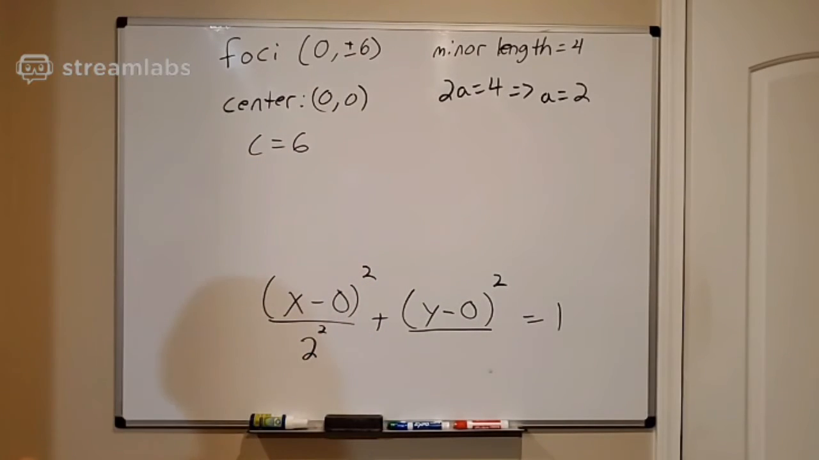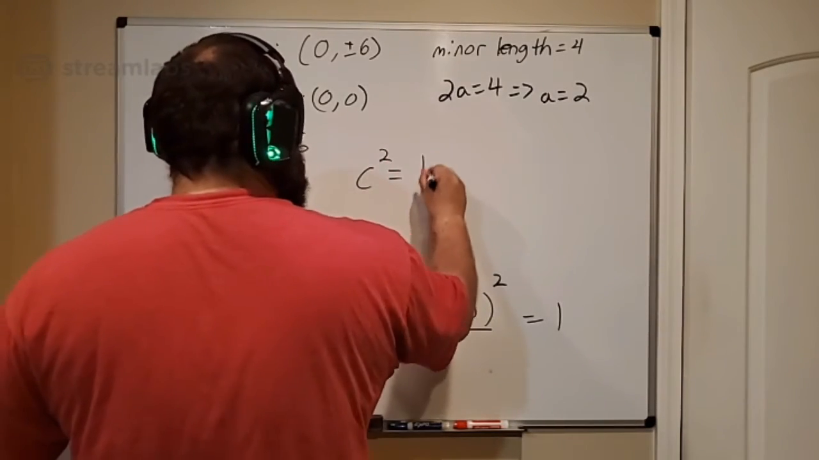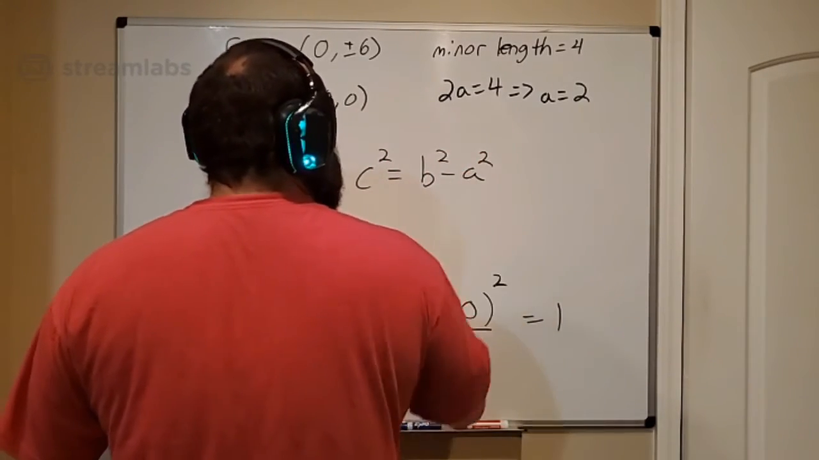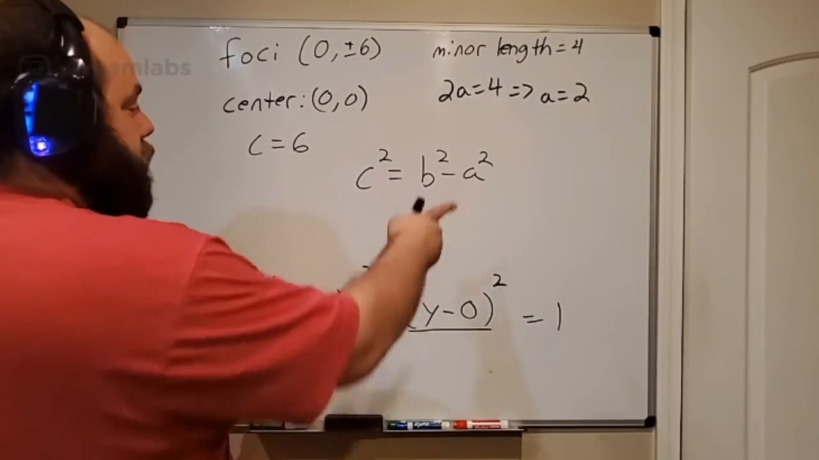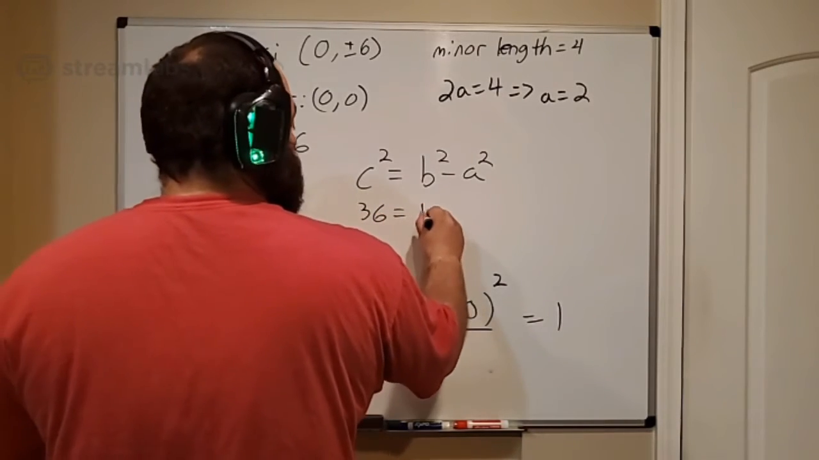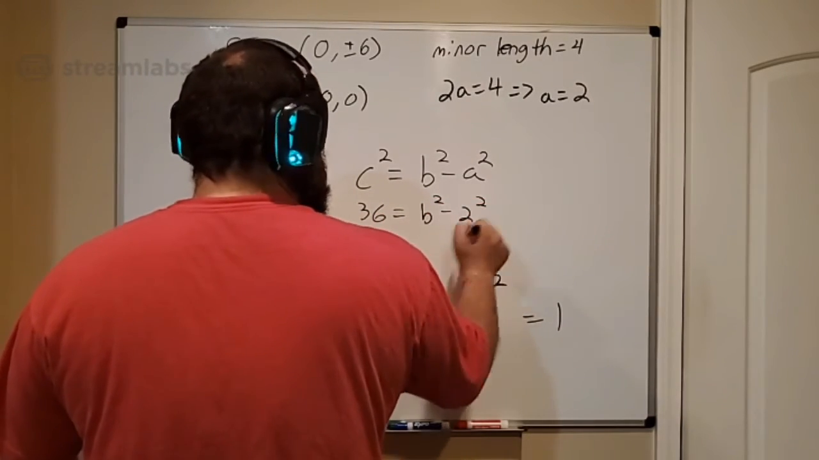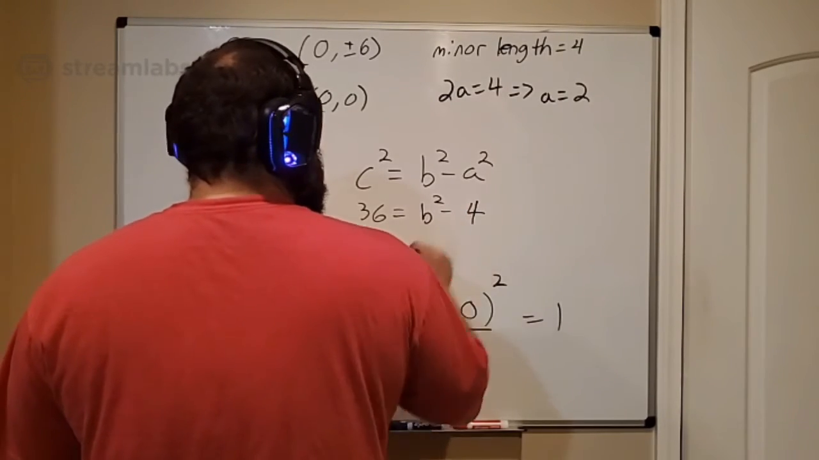And then at that point, we use that c squared in our case will be equal to b squared minus a squared, because b is our major axis. It's going to be our bigger number. And then just plug in your values. So you get 36 is equal to b squared minus, I'll just put a 4 there, 4. So b squared is equal to 40.